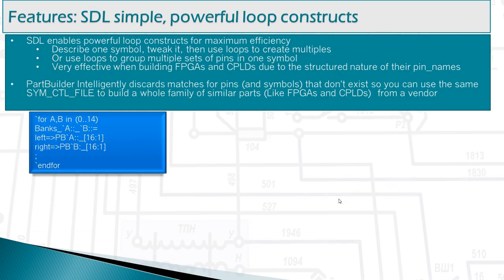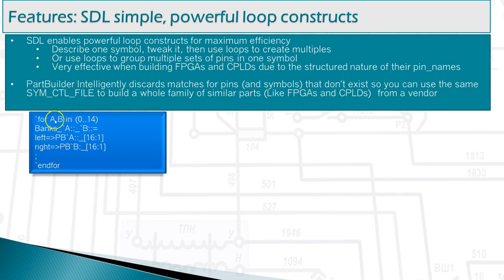So we have some more simple, powerful loop constructs. SDL enables powerful loop constructs for maximum efficiency. We describe one symbol, tweak it, and then use loops to create multiples, or use loops to group multiple sets of pins in one symbol. It's very effective when building FPGAs and CPLDs due to the structured nature of their pin names. PartBuilder intelligently discards matches for pins and symbols that don't exist, so you can use the same SDL control file to build a whole family of similar parts, like FPGAs and CPLDs from a vendor.